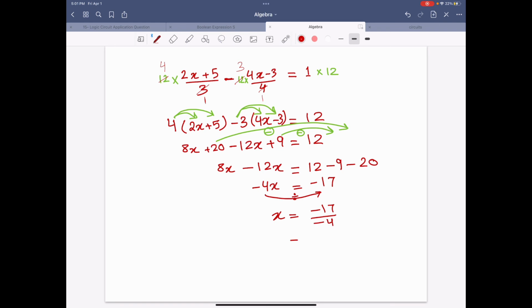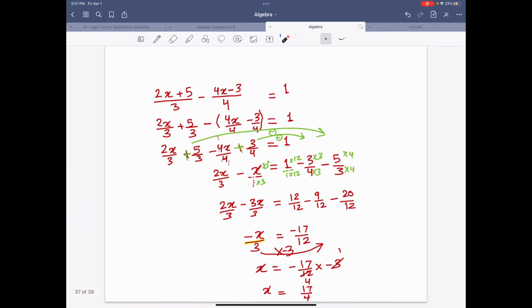So it just becomes a positive and it's a 17 over 4. Your x is 17 over 4, just the exact same answer as you had before, except different steps. So here we're trying to get rid of fractions by multiplying by a number that's suitable for that, so we can cancel them out. And then in the other one, we kind of kept the fractions until the very end.